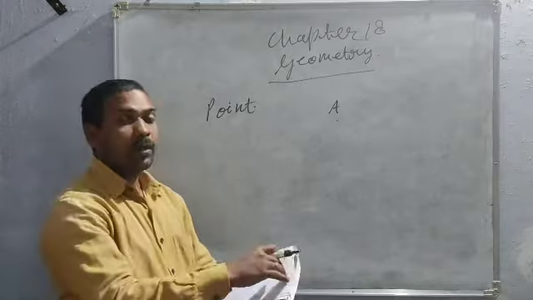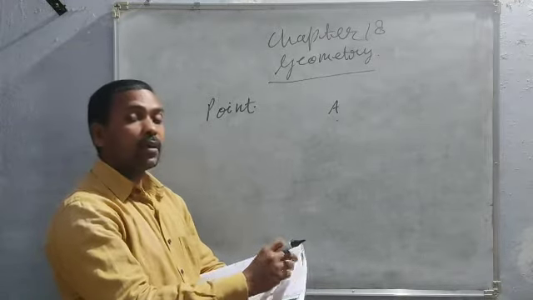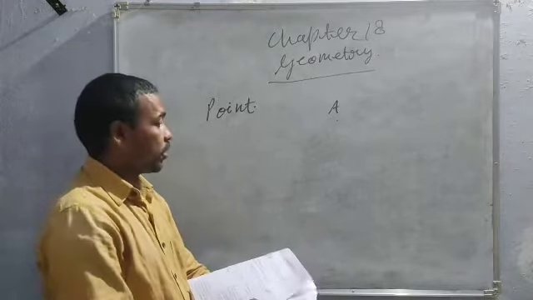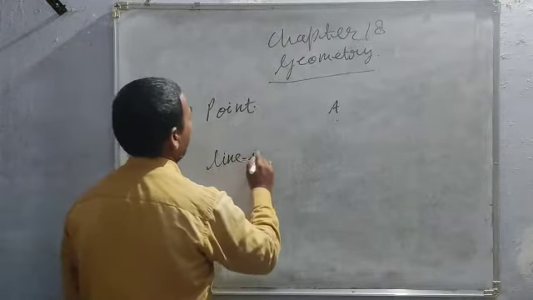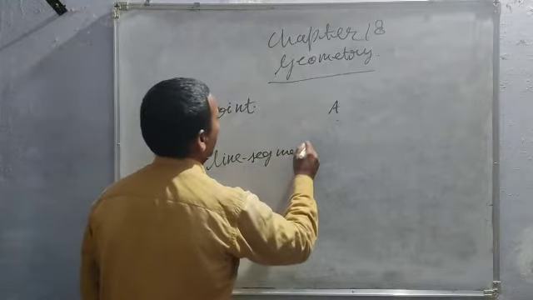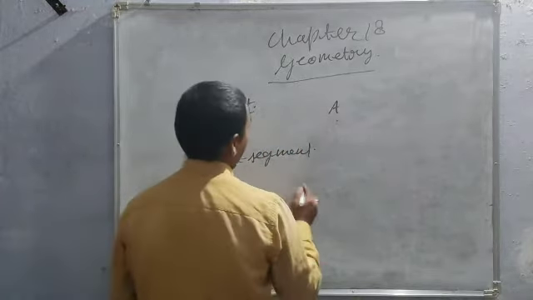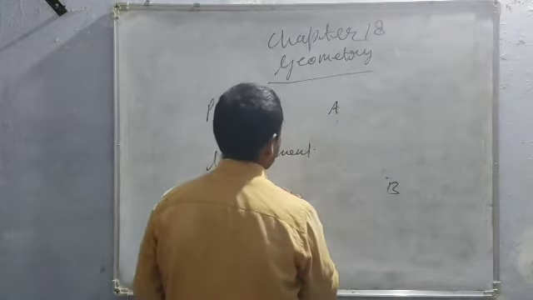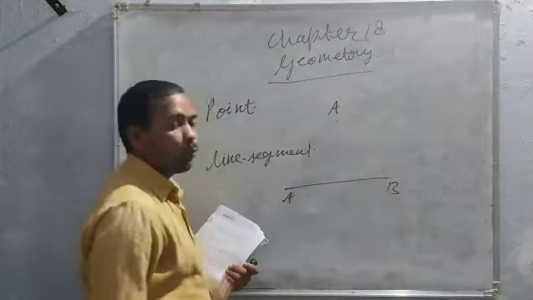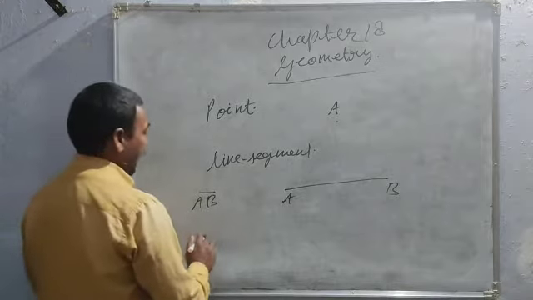And line segment, you are familiar. A line segment is the shortest distance between 2 points. Line segment. Suppose here 2 points. Suppose this is A and this is B. So the shortest distance between 2 points is known as a line segment, and we will represent this line segment in this way.